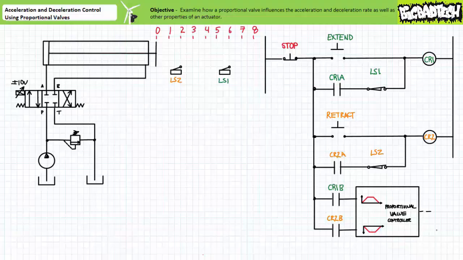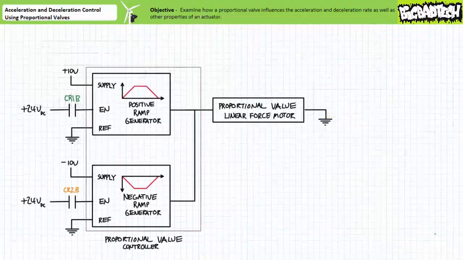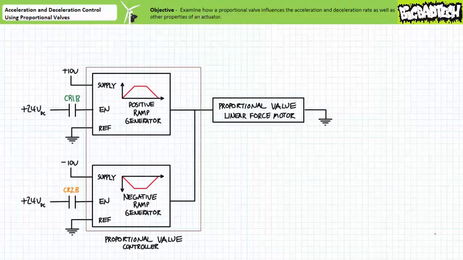Before examining the system's operation, let's zoom in on the proportional valve controller for a moment. Internal to the proportional valve controller, the block diagram for the positive and negative ramp generators each include an enable input as well as an output. The outputs of both ramp generators are tied to the linear force motor on the proportional valve. Note, we are assuming the proportional valve controller has an interlock between the positive and negative ramp generator, in that if one ramp generator is currently enabled, the other will be disabled. This is where serious simplification comes into play.